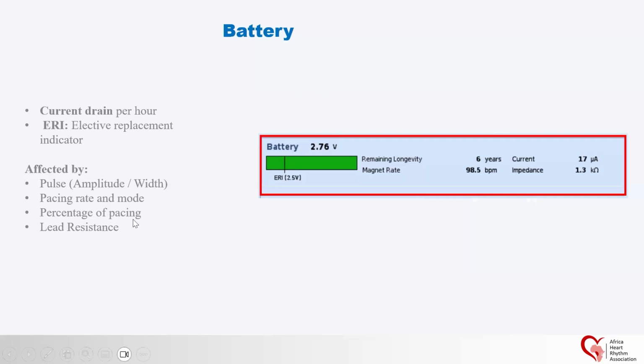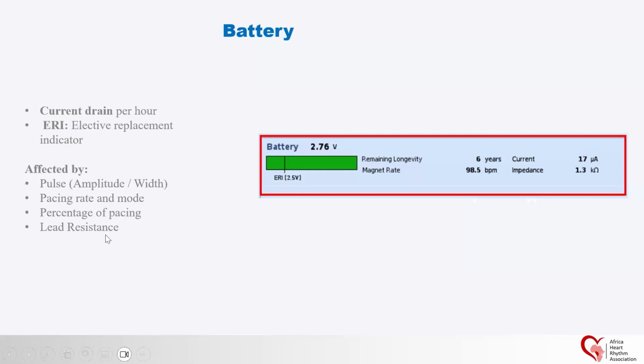That means if we pace the myocardium, for example, 100%, it's not like if we pace the patient for 50%. And this percentage of pacing depends on the sensing. That means if we detect the intrinsic activity of the patient, we will minimize the percentage of pacing.